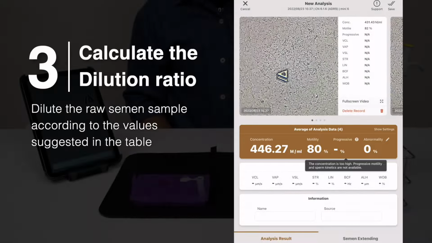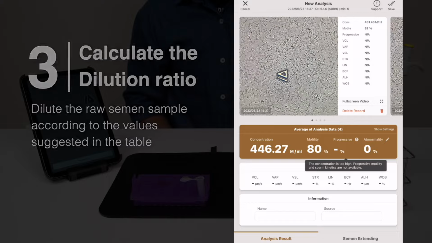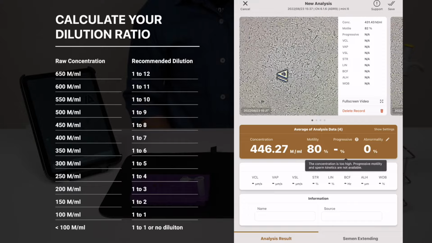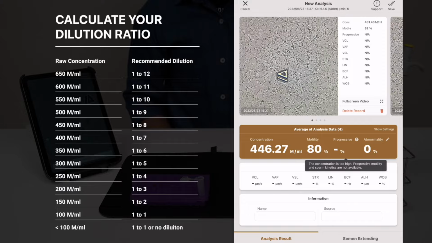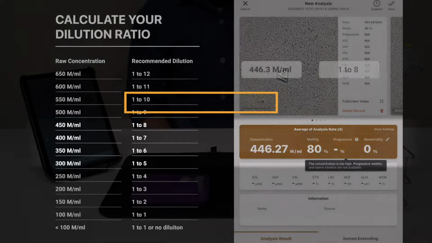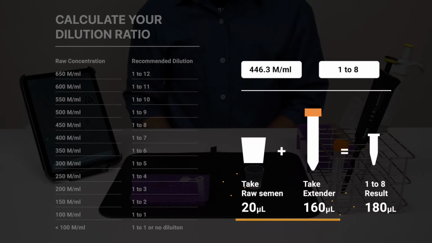Step 3. Calculate the dilution ratio. To facilitate the dilution of raw semen, we built up a dilution ratio table for your reference. For example, the raw concentration range measured earlier falls near 450 million per milliliter. The recommended dilution ratio, in this case, is 1:8. We'll demonstrate a 1:8 dilution in this session.